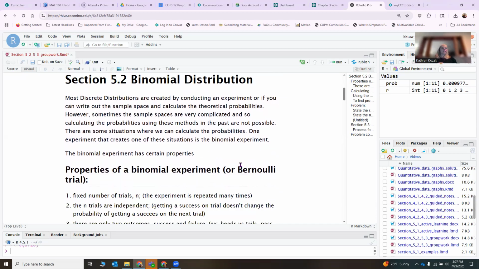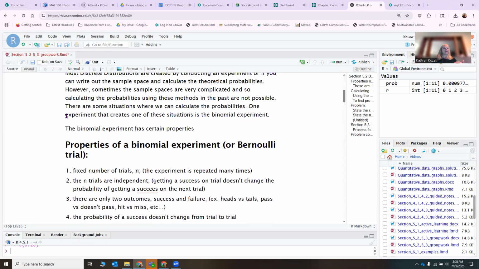The binomial distribution, I should say, is where you have certain properties that go with it. Many of the discrete probability distributions that we work with, you can't actually calculate because you can't write out your sample space. You actually have to conduct the experiment to figure it out. With the binomial distribution, you actually can calculate it without doing the experiment.